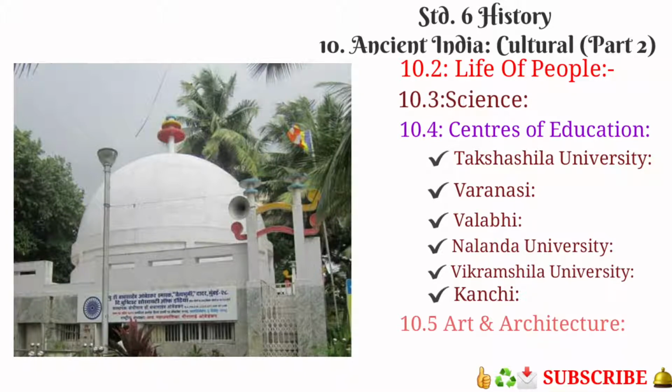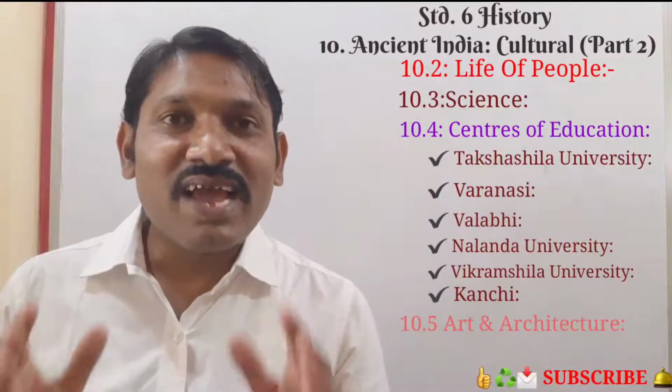Very good. Students, so today we have studied point number 10.2, that is life of the people. In life of the people we have studied about trade, clothes, then caste system. Then we have studied point number 10.3, that is science. In science we have studied medicine, mathematics and astronomy. And then 10.4, that is centers of education, for example, Takshashila University, Varanasi, Vallabhi, Nalanda University, Vikramshila University, Kanchi. And at last we have studied art and architecture. Yes, students, have you understood this much?